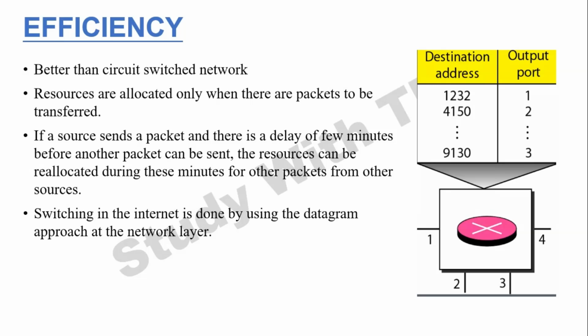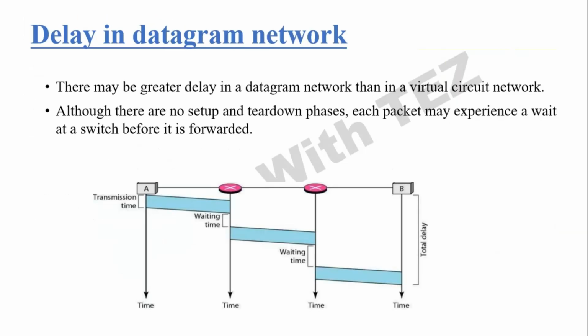Switching in the internet is done by using the datagram approach at the network layer. This is very important. If you can see here in the diagram, if the destination address is 1232, then the output port is already decided. It should be 1. So this is how it has been populated, and depending on the destination address, the output port is decided. You will understand better here.